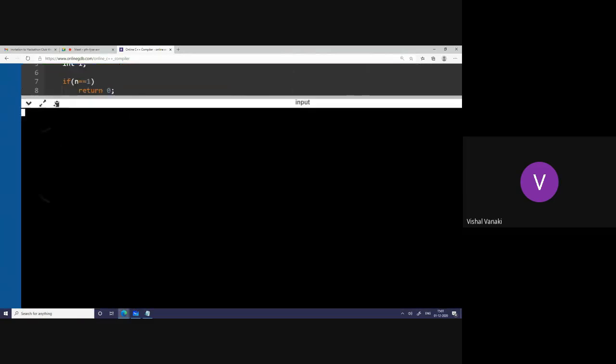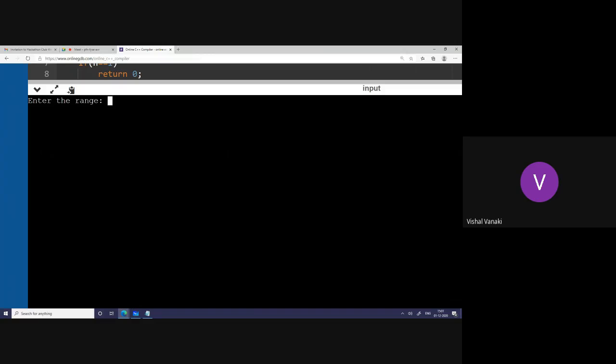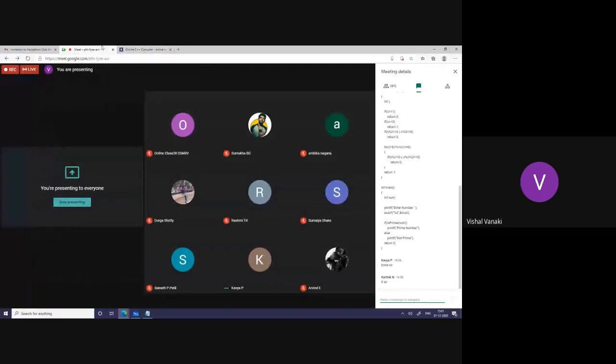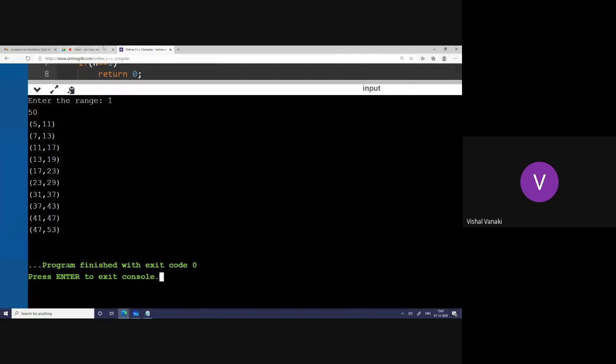I will give the range as 1 and 50. Now you can see all the pairs of prime numbers whose difference is 6. Now, is it correct or do we have any problem here between the range 1 and 50? If there is any problem, please let me know. These are the pairs of sexy prime numbers in the given range 1 and 50. Do we have any problem or is it correct?